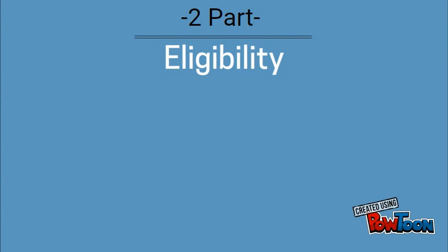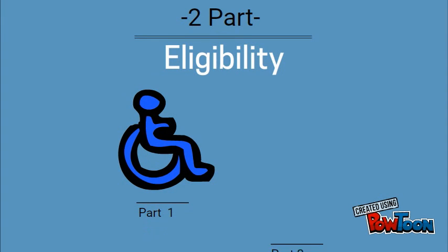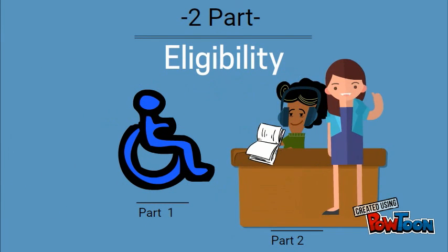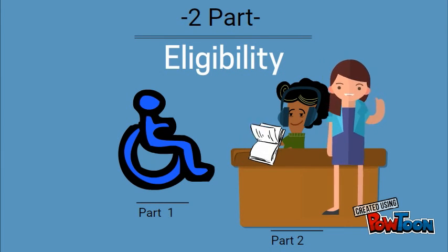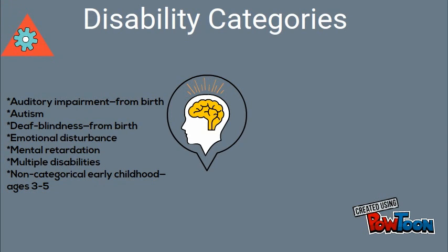In order to meet eligibility, the child must have a disability, and as a result of the disability, the child needs special education and related services to benefit from education. The following are disability categories.